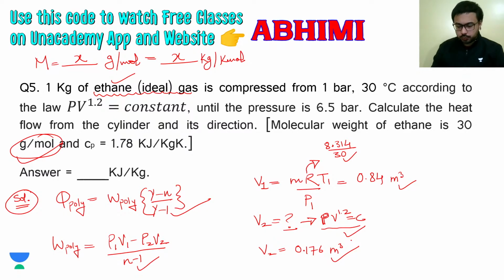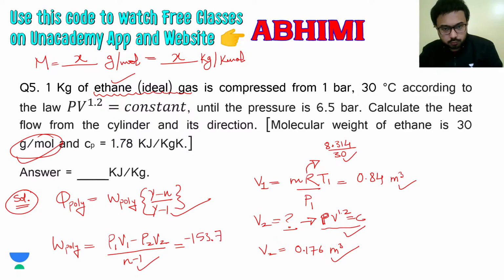So this is coming out to be minus 153.76. And the units will be in kilojoule, and we have to provide the answer in kilojoule per kg, but because the mass is 1 kg, if we find it in kilojoule, it will be the same, so it is minus. And now you have to simply put this W polytropic and use this (gamma minus n) divided by (gamma minus 1) to get the answer.